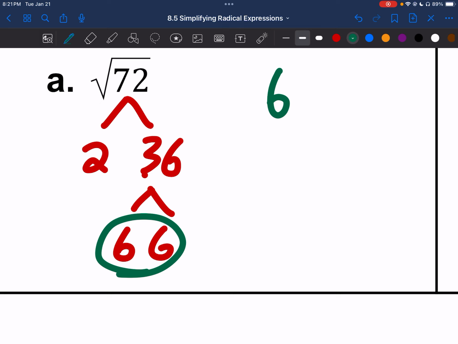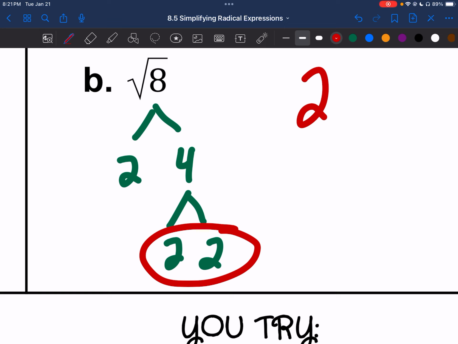All right, letter B. We have 8. 8 is made up of 2 times 4. And 4 is made up of 2 times 2. Again, we're looking for groups of 2 of something. We've got 2 2's here. So we bring it to the outside. We'll bring a 2 out.